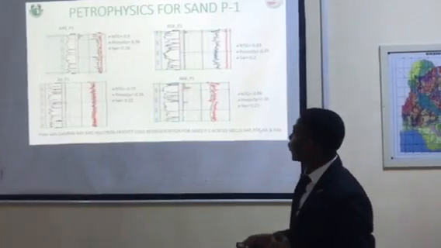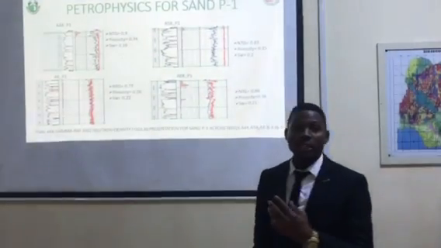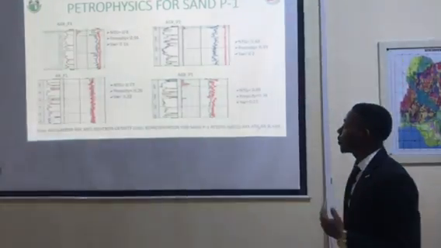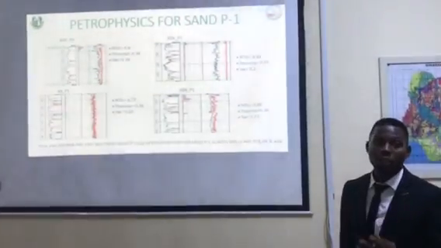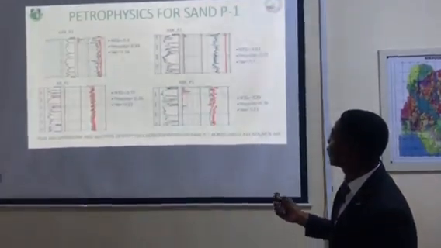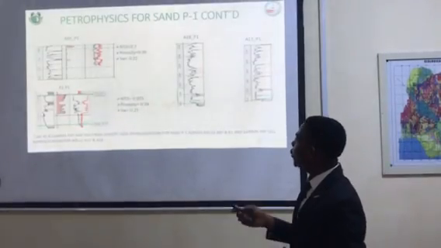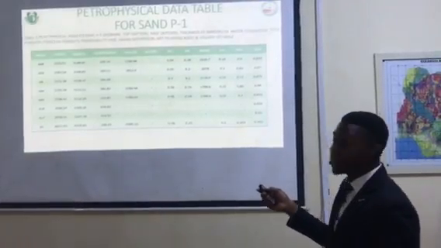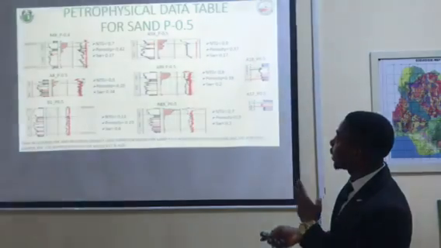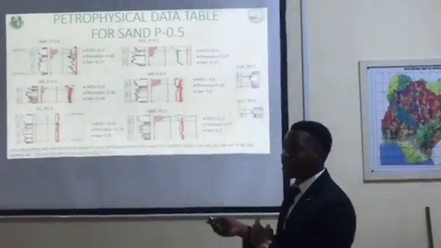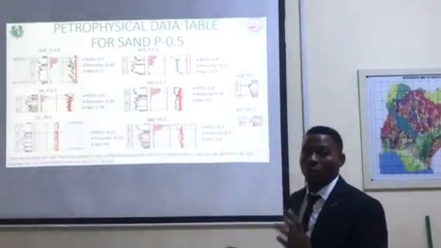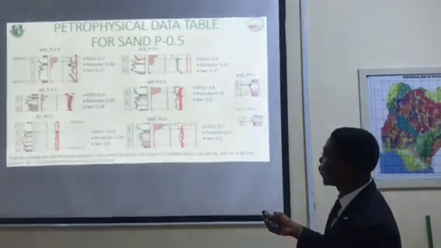while this pink is the shelly sand. Then for our petrophysics, we calculated with net to gross, water saturation and porosity for each of the wells, and this is for P1 sand. Then we also did that for P0.5. This is the summary table for P1 sand, and we also did that for P0.5. We also calculated the net to gross, water saturation and porosity for each of the wells.